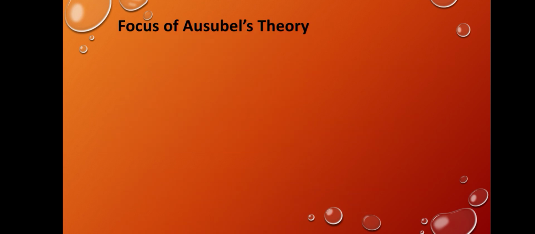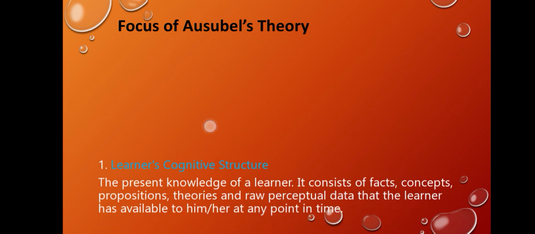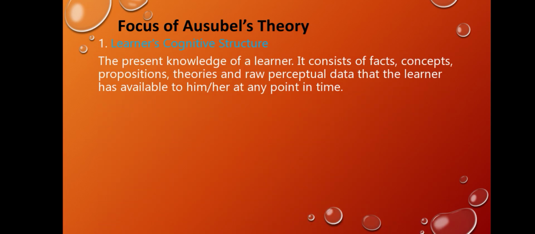What is the focus of Ausubel's theory? Most of the knowledge is found in the learner's cognitive structure, the left side of the human brain. It is the present knowledge of a learner. It consists of facts, concepts, propositions, theories, and raw perceptual data that the learner has available to him or her at any point in time. The quantity, clarity, and organization of the learner's present knowledge is the most important factor influencing learning.